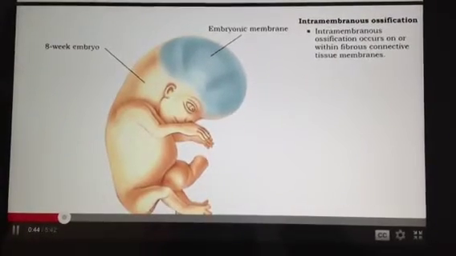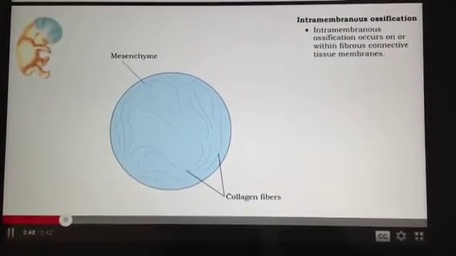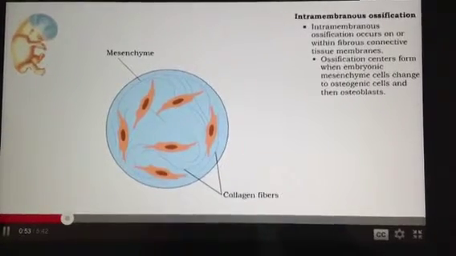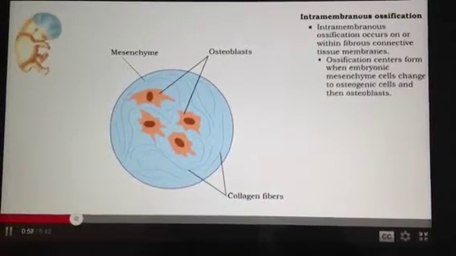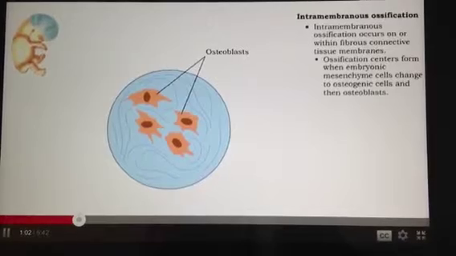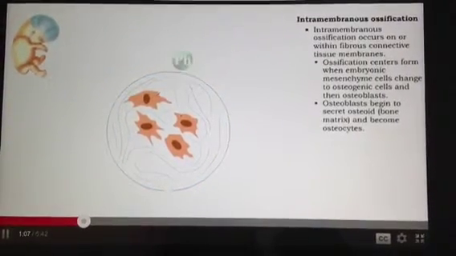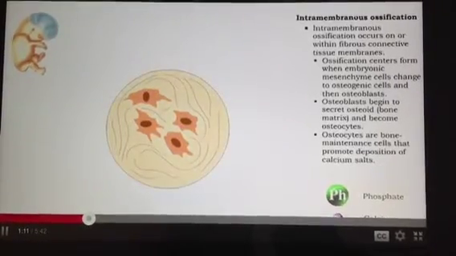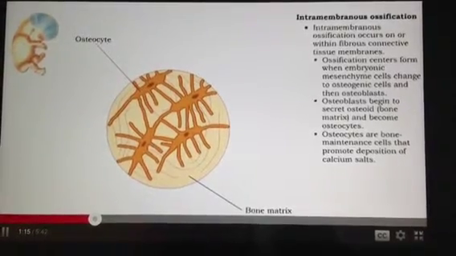Ossification: bone is generated on or within fibrous connective tissue membranes. As the process begins, mesenchymal cells differentiate into osteoblasts in regions called ossification centers. The osteoblasts secrete osteoid, or uncalcified bone matrix. Over a few days, osteoblasts become osteocytes, and calcium and other mineral salts are laid down, hardening the matrix.